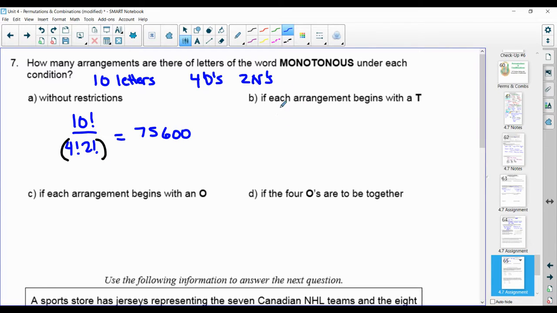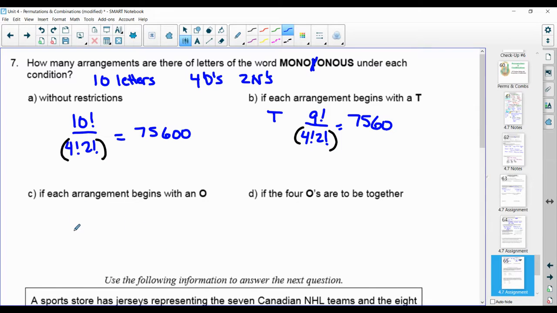Well, what if each arrangement has to begin with the letter T? Well, we take T right out of the situation and we just look at how many letters are left. Well, we have 9 letters left, so 9 factorial. We still have 4 repeating O's. We still have 2 repeating N's, so that's 7,560. And again, don't forget your brackets.